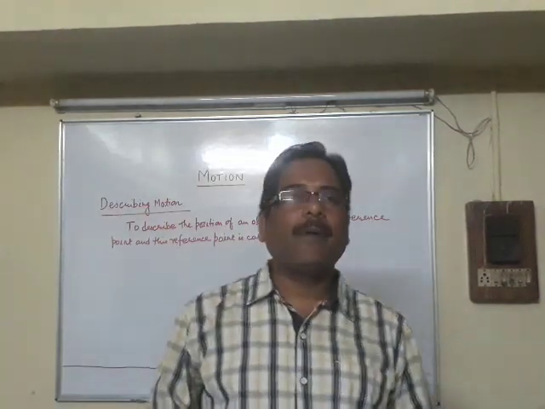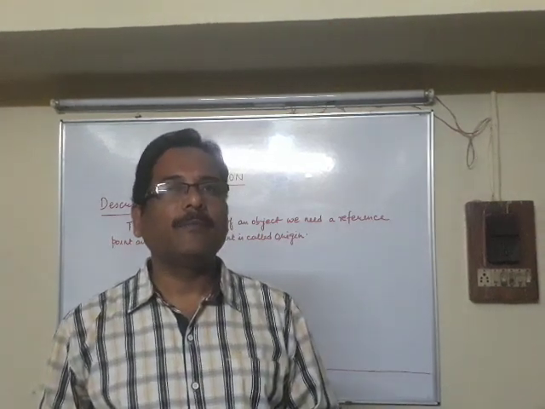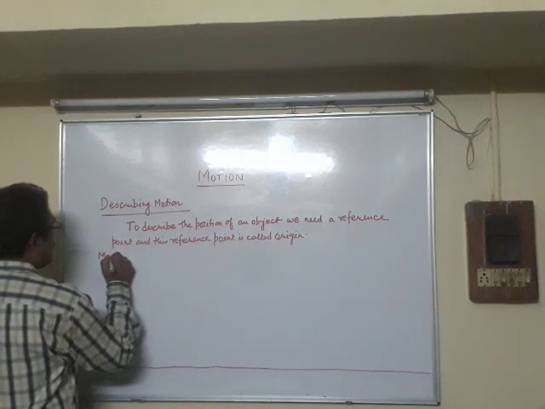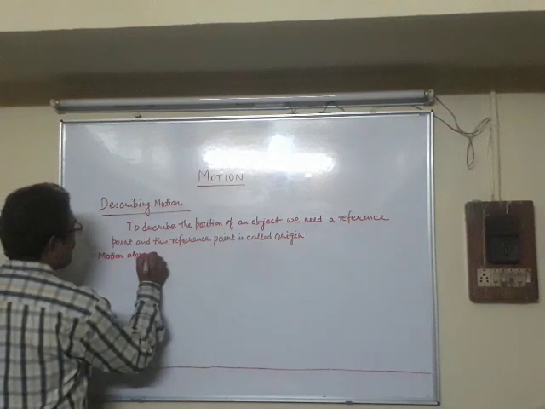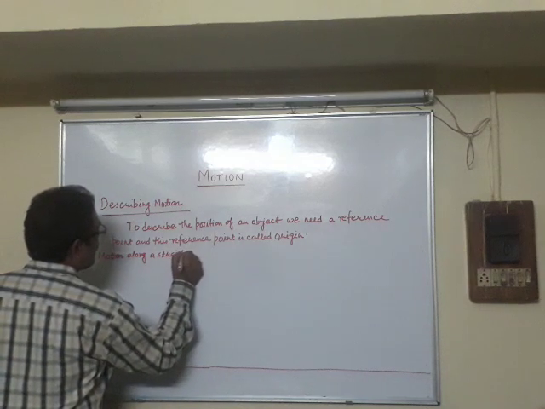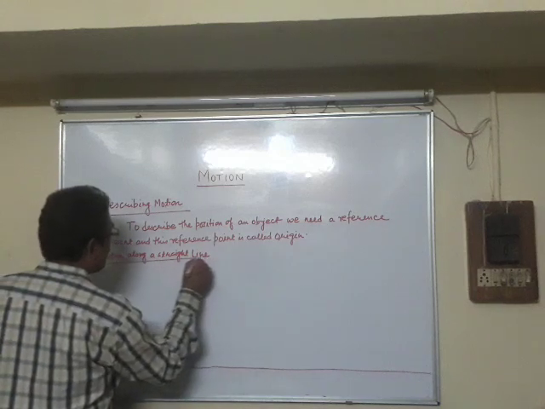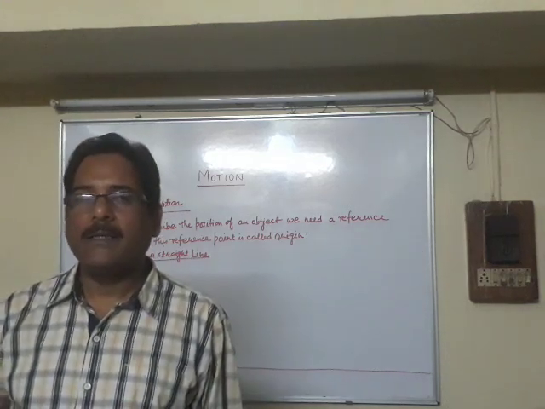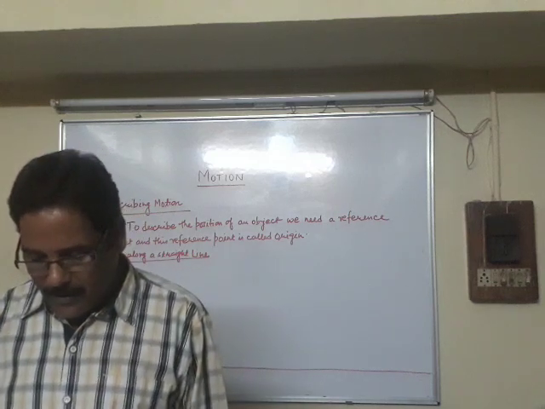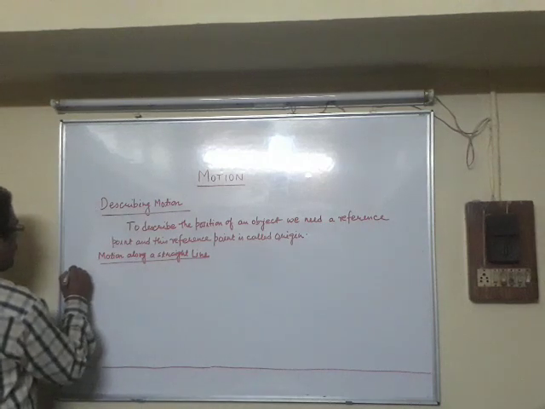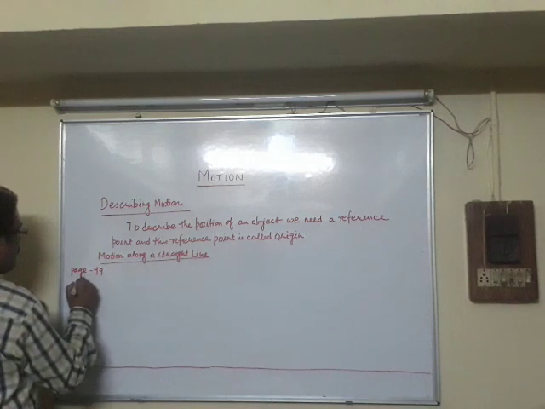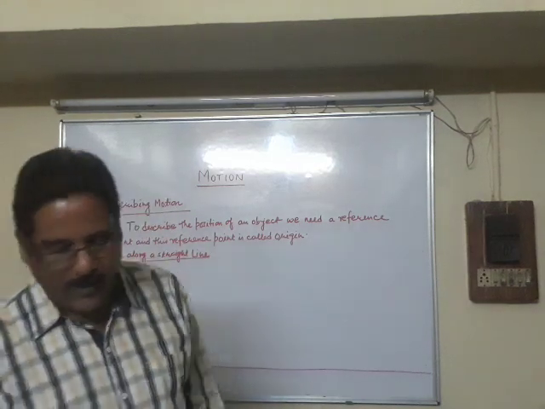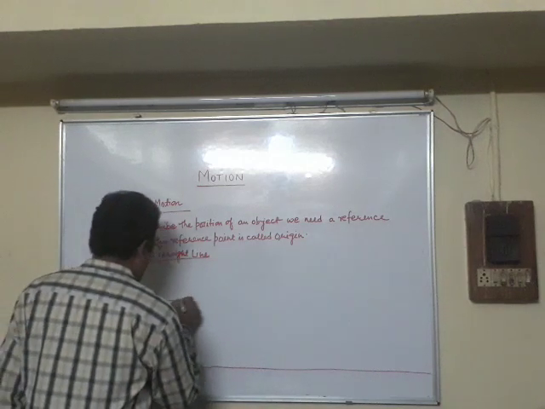Now we will take an example of the simplest type of motion, that is motion along a straight line. I think you have taken the NCERT book. You open page 99, figure 8.1. You look at the diagram. The diagram is like this.